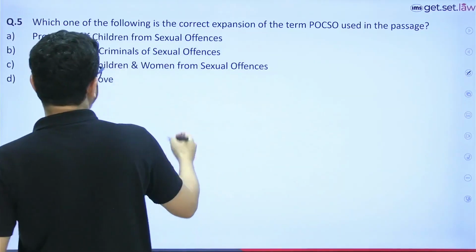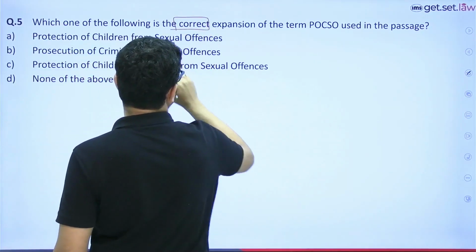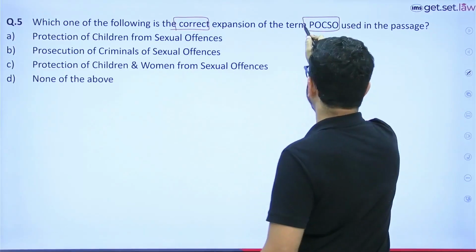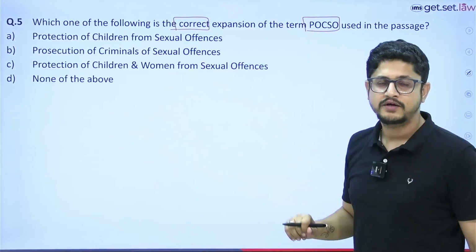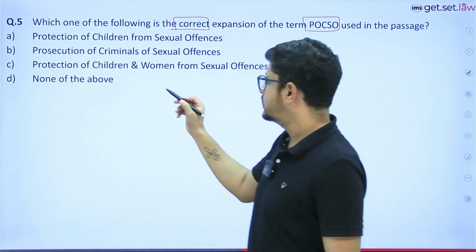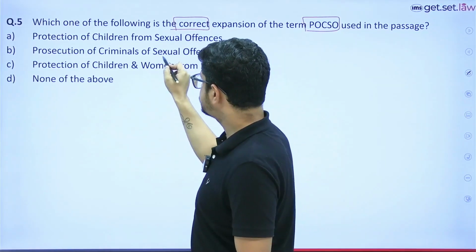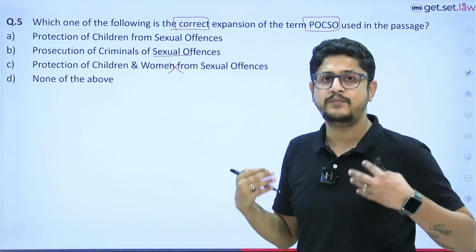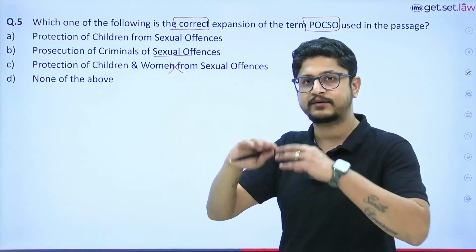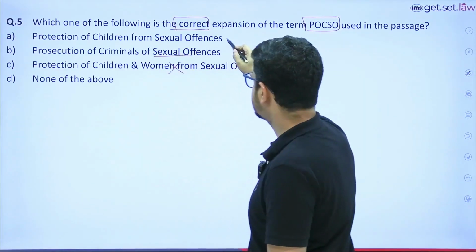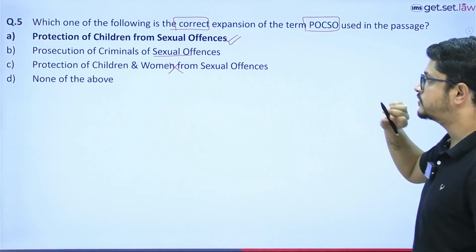Chalo, which of the following is the correct expansion of the term POCSO? POCSO का full form बताओ. Now this is related with children, so whenever there is women हट जाएगा. Criminals of sexual offense, it's basically related with children. It's not only the criminal one. Criminal comprise of everyone. So that's why इसका आंसर बन जाता है A, which is protection of children from the sexual offenses.